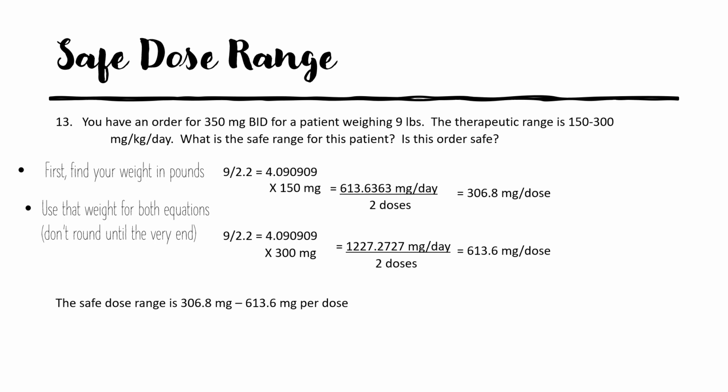You could take your total milligrams per day and make that your range, and that would be your safe dose range per day. But then you would still need to divide those both by 2 doses per day to find out what you're going to give. So the order is for 350 milligrams per dose. This does fall within my range, so it's safe.